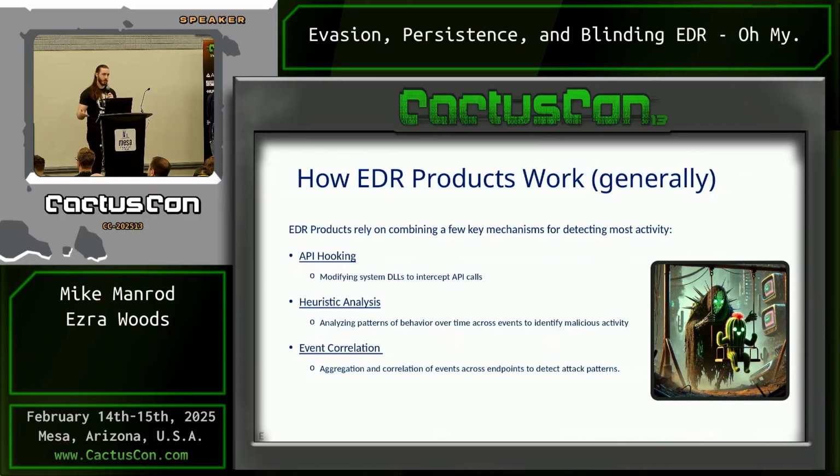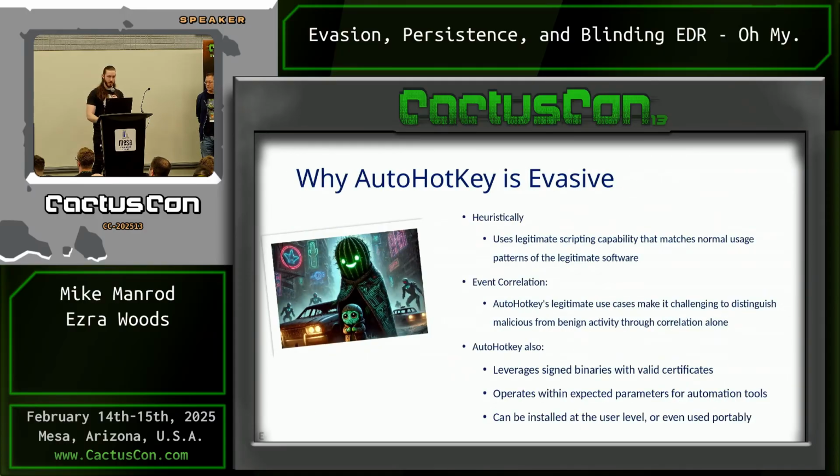So when it comes to most EDR products, they're going to be detecting in a few ways. It's going to be API hooking, so modifying DLLs to intercept API calls. Heuristic analysis, so looking at behavioral patterns of processes over time. And then also just event correlation, so aggregating and correlating data across different endpoints to detect specific patterns.